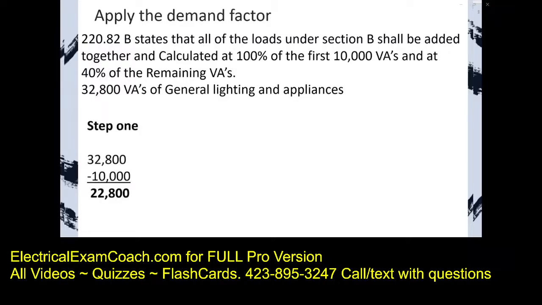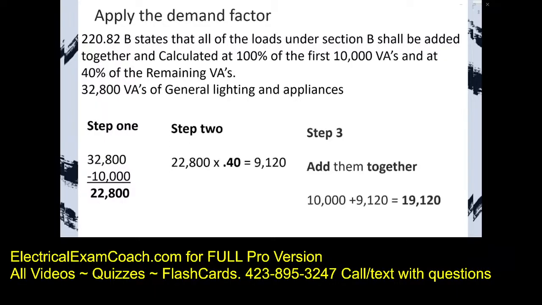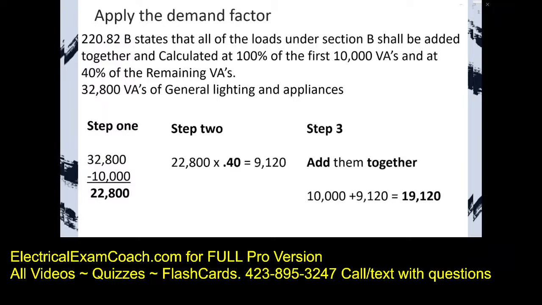Step 1, we're going to take 10,000 and set it to the side. Then we take that remainder at 40%. Then we can't forget to add back the 10,000. And we end up with 19,120. It's that simple.